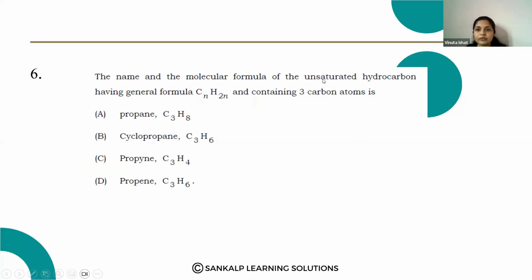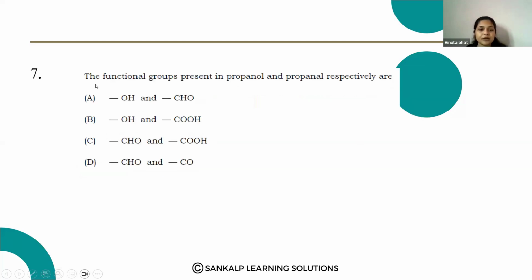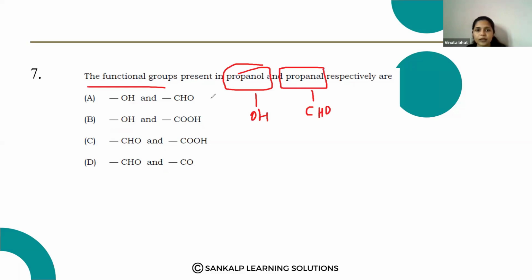The name and the molecular formula of the unsaturated hydrocarbon having the general formula CnH2n is propene. Next question. The functional groups present in propanol and propanal respectively are: OH and CHO; OH group and COOH group; aldehyde and carboxylic acid group; aldehyde and carbon monoxide group, right? So which of the following is the correct functional group? Propanol means alcohol, propanal means aldehyde group. Propanol means OH group, and propanal means CHO group. Okay, so the functional group present in propanol is OH, and in propanal it is CHO. That is the correct answer. Option A is the correct answer.